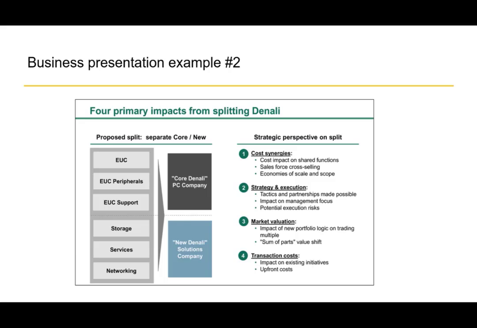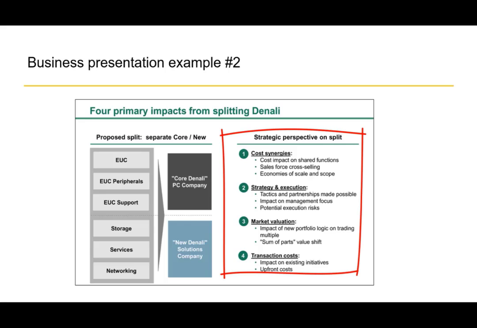The next example is more of a conceptual summary slide. Similarly to the previous slide, there is one key message, 4 primary impacts from splitting Denali. Here they're saying, if we split this company, there will be 4 impacts. The supporting evidence in the body of the slide has on the left-hand side the proposed split. So they're conceptually telling us how they would split it. And then on the right-hand side, the 4 primary impacts: cost synergies, strategy and execution, market valuation, and transaction costs. And then a little bit more detail under each of the impacts, how that would benefit us.